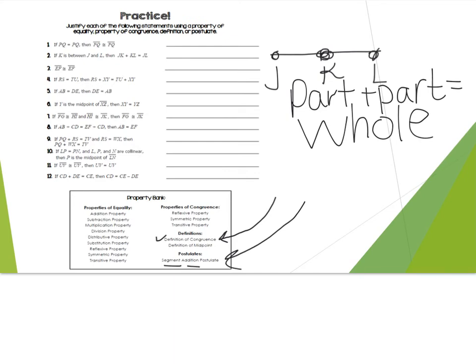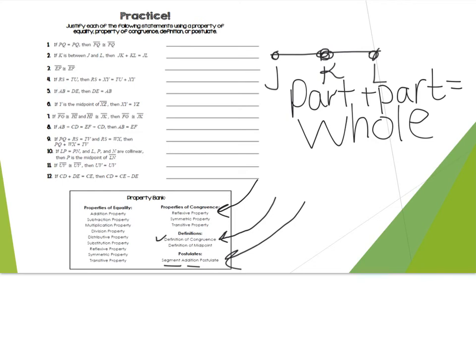Let's quickly take a look at number 3. Segment EF is congruent to segment EF. I would say EF looks in the mirror and it sees itself. So that's going to be, look at my little check, my arrow here. That's going to be the reflexive property.